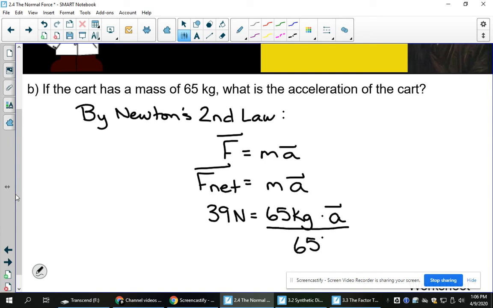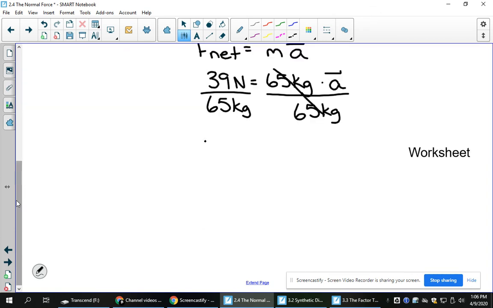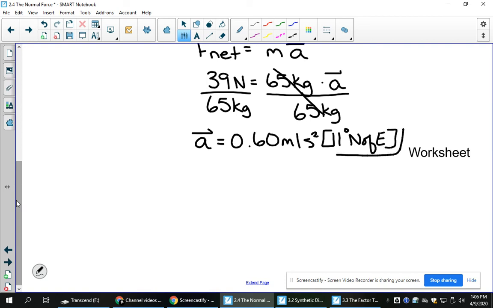A little algebra, divide both sides by 65 kilograms, and we'll get an acceleration there of 0.60 meters per second squared. Now, acceleration has a vector arrow over top of it. So because of that vector arrow, I'm going to write my answer meters per second squared with the same angle I just found in the previous question.